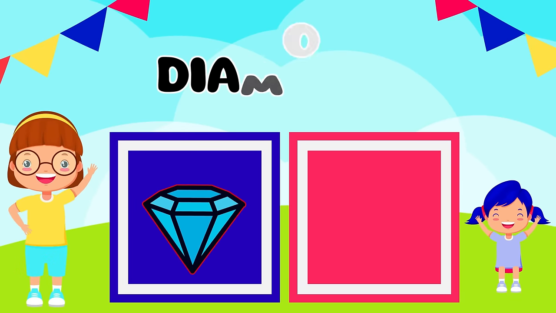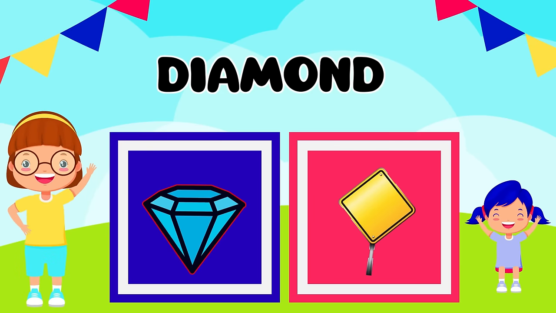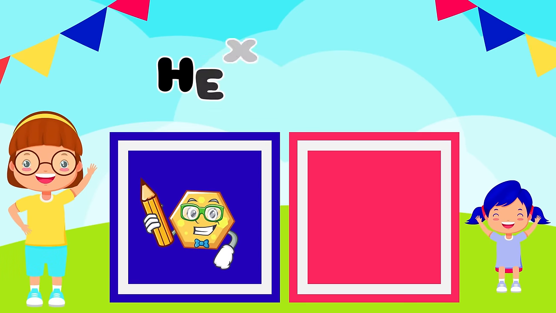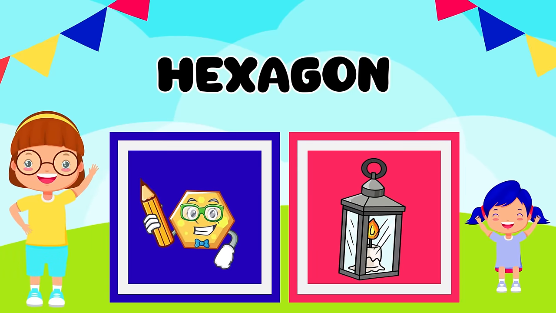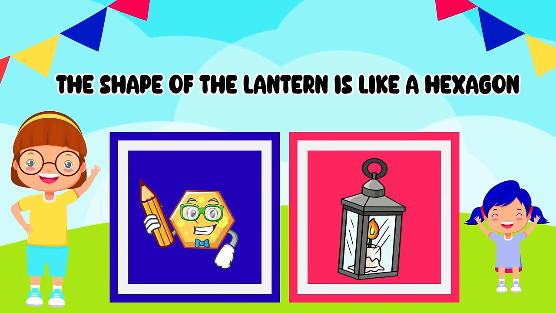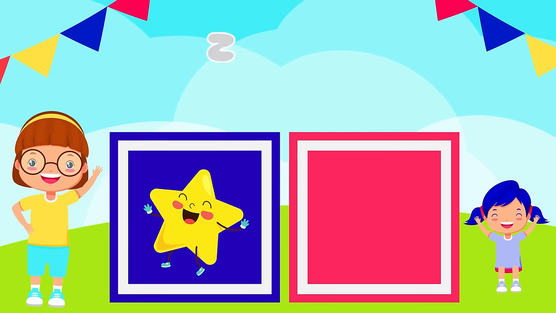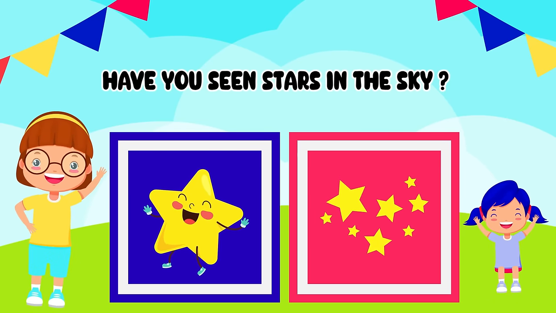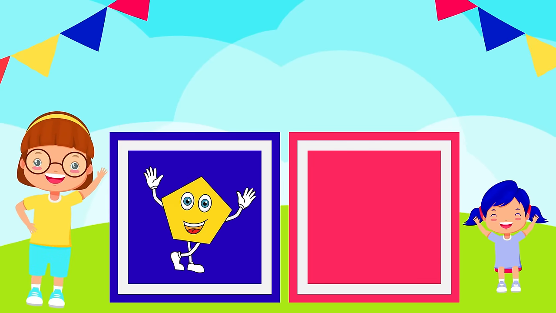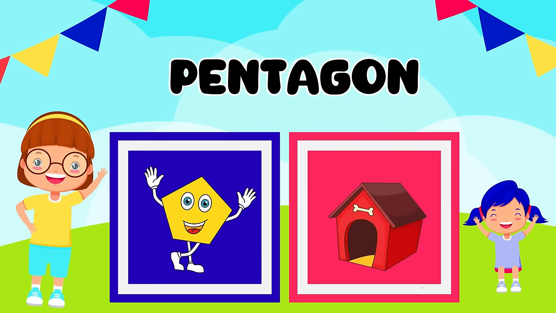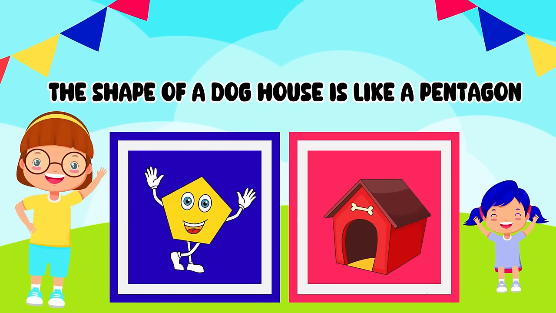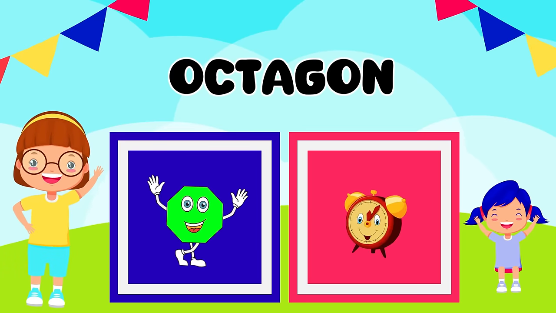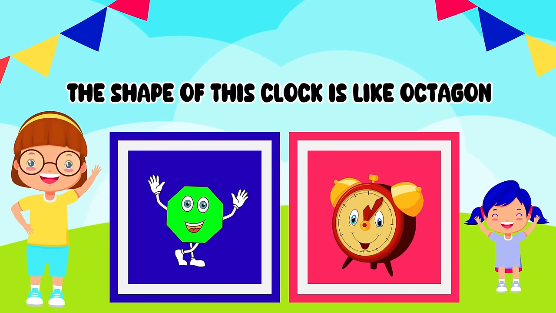Diamond. The shape of a road sign is like a diamond. Hexagon. The shape of a Latin is like a hexagon. Star. It's a star. Have you seen stars in the sky? Pentagon. The shape of a dog house is like a pentagon. Octagon. The shape of this clock is like an octagon.